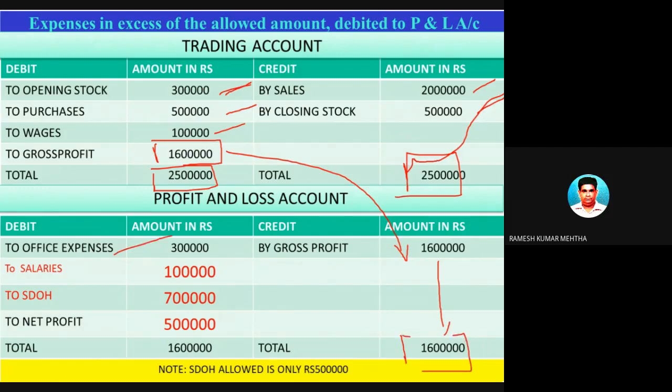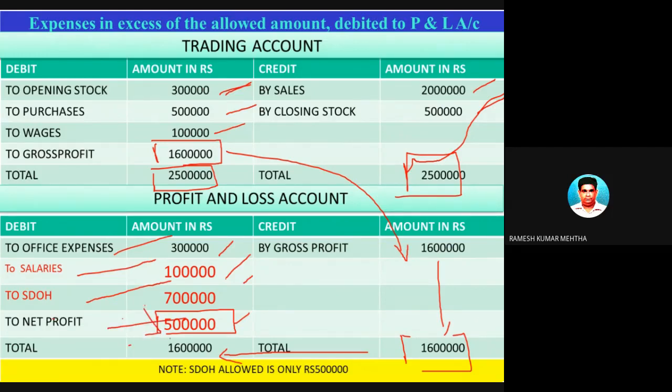Now, office expenses are 3 lakh, salaries allowed is 1 lakh, selling and distribution overheads are 7 lakh. A small mistake is there, don't mind, just a moment. 3 plus 1 is 4, 4 plus 7 is 11, so the net profit is 5 lakh rupees. Sorry, this is the net profit.